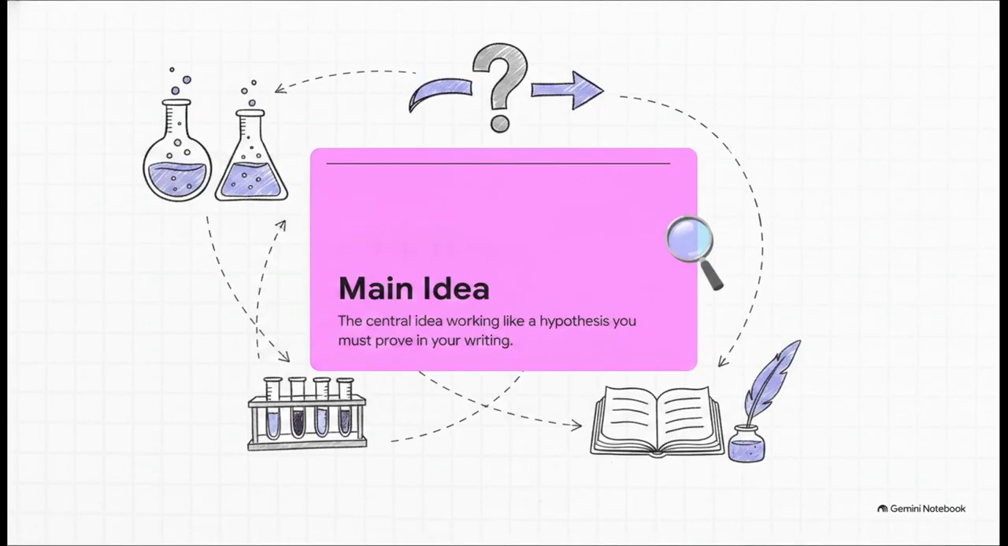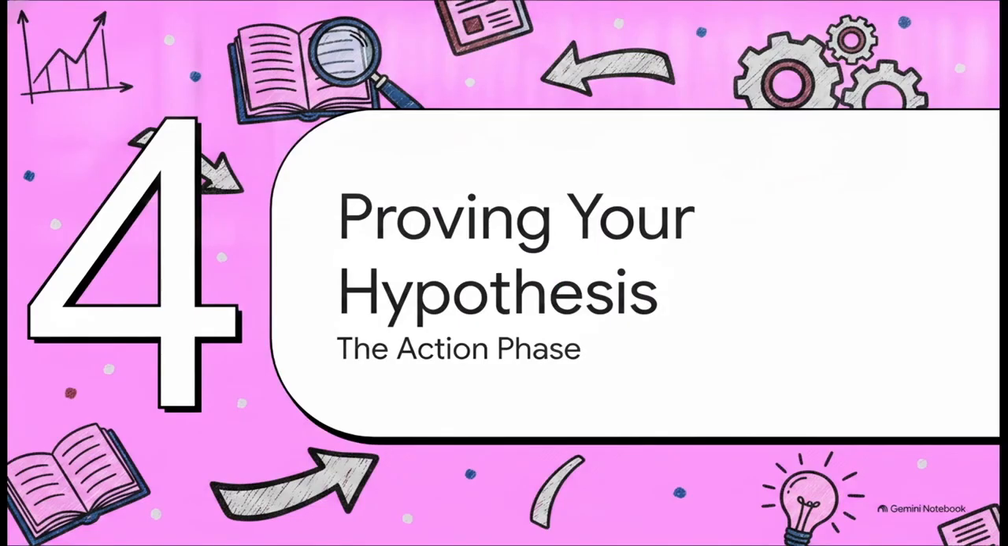I want you to really lock this into your memory. Your main idea isn't just a summary, and it's definitely not a loose collection of thoughts. The main idea is a central idea functioning exactly like a hypothesis. Just like a scientist has a hypothesis they have to test in a lab, you have a central idea that you are absolutely obligated to prove throughout the rest of your essay. Which brings us to our final stop, Section 4, proving your hypothesis, the action phase.